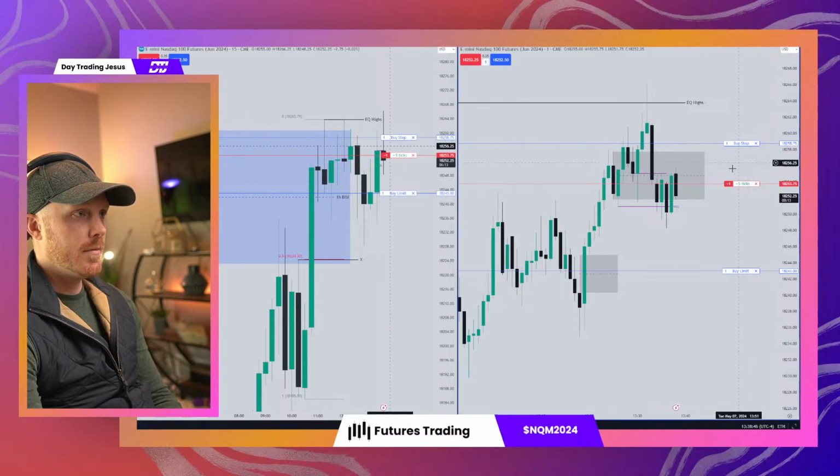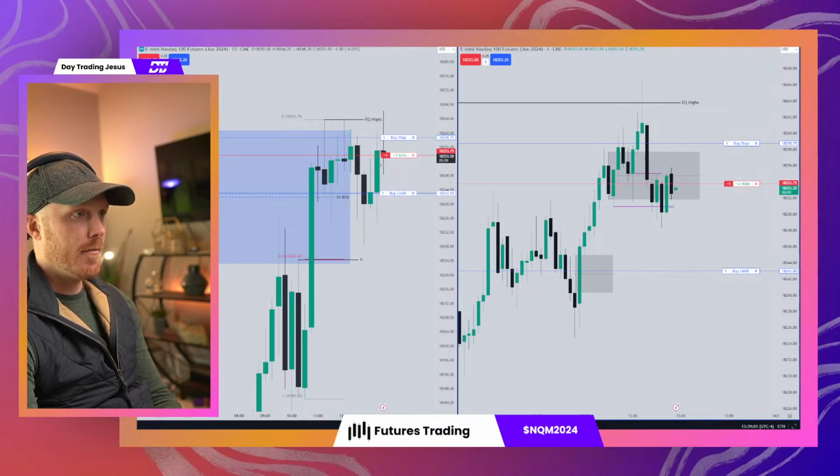I have this relatively close because we could just blow right through it if we want to go higher. But this is what I like to see. And we could push up higher still and wait till that 45 macro.